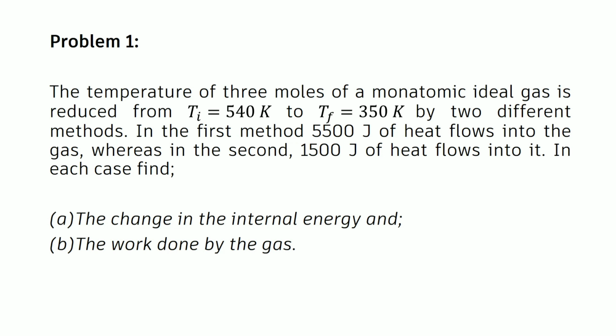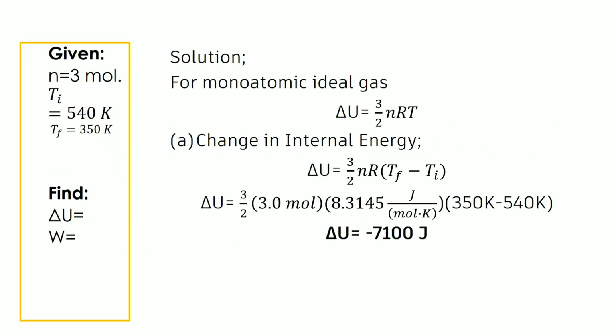In the first method, 5,500 joules of heat flows into the gas, while in the other method 1,500 joules of heat flows into it. In each case, we are tasked to find the change in the internal energy of the monoatomic ideal gas and the work done by the gas.